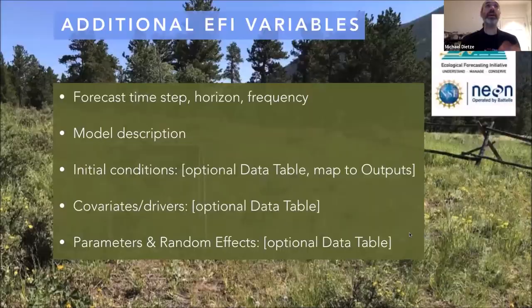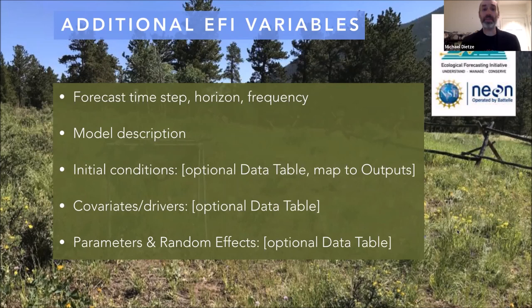So in terms of additional forecasting variables within the metadata, we're also asking for the forecast time step, the forecast horizon, so how far out into the future each forecast is done, and the forecast frequency, so how often the forecast is reissued. We're asking for a basic description of the model, and then optionally, we're asking for additional data tables that describe the file formats, variable names and units of things like the initial conditions, the covariates or drivers, parameters, and random effects. And for initial conditions, we also want to ask, can you map those inputs to the outputs as well? Is there an obvious mapping within this forecast?